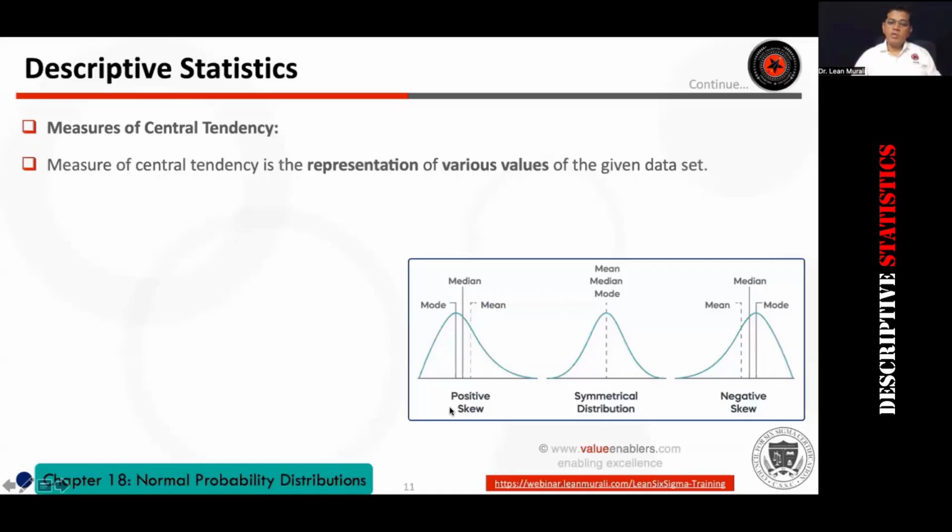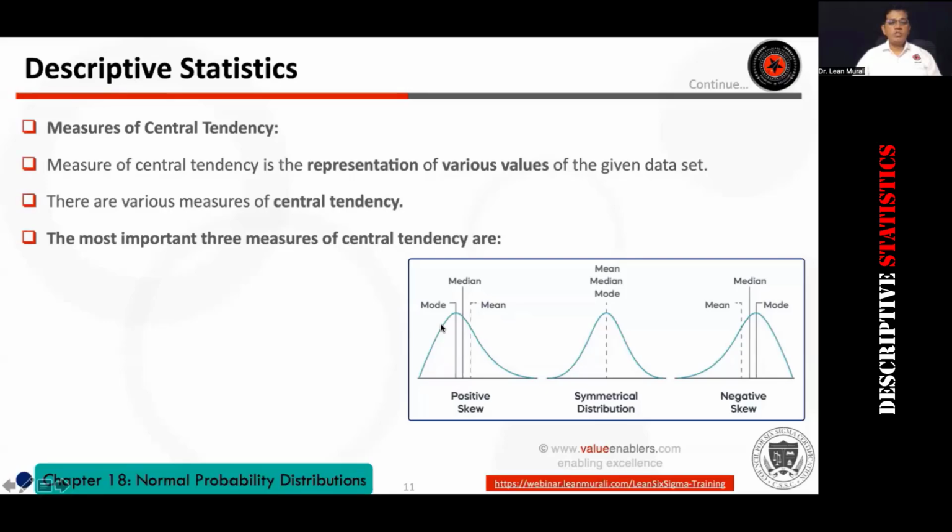Suppose if it is skewed, it is called positive skewed, or actually right skewed, and the other is called left skewed. It depends upon where the tail is. If the tail is on the right side, it's called right skewed. If the tail is on the left side, it's called left skewed. So the mean and median will be represented like this. You can understand from here.